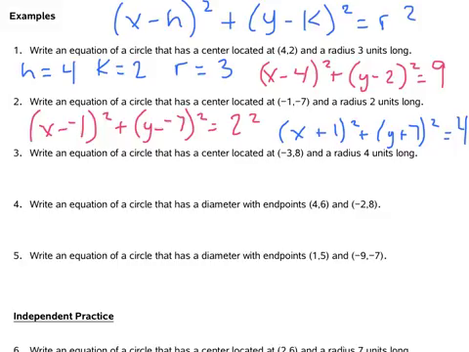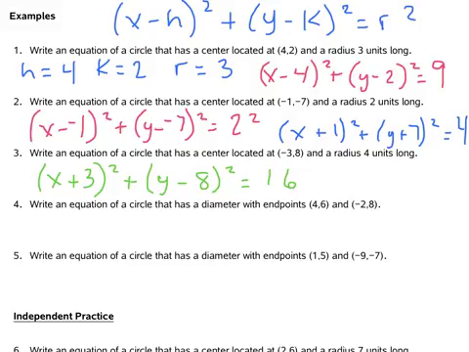Alright, now let's take a look at the next one. Write an equation of a circle that has a center located at (−3, 8) and a radius 4 units long. Alright, so that'll be x minus −3. So we know that minus a −3 is the same thing as a plus 3, (x + 3)², and then plus (y − 8)² equals, the radius is 4, so that would be 16.